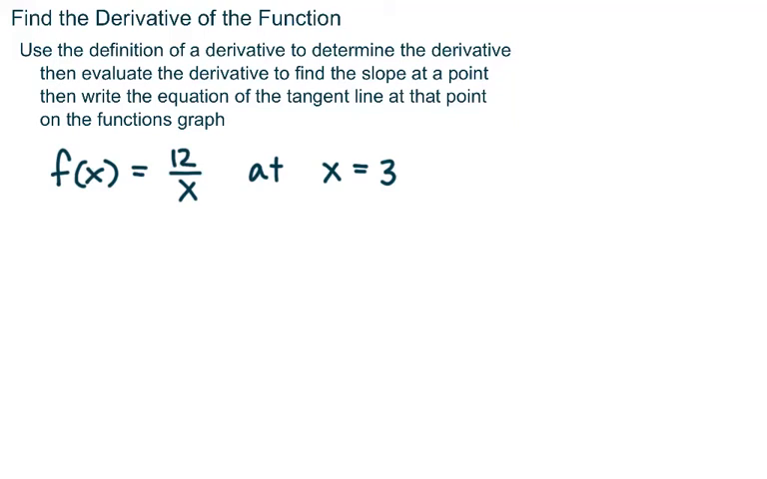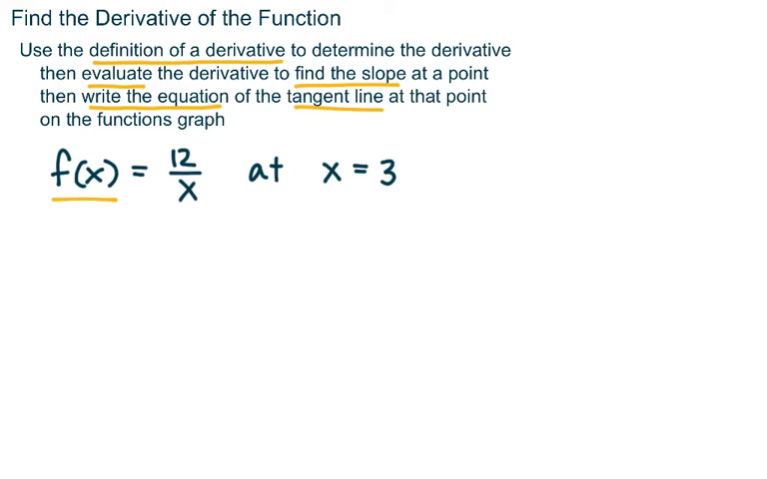In this video, we're going to look at finding the derivative of a function. We're going to make sure when we do this that we are using this limit definition of a derivative. So first we're going to determine the derivative of f of x. Then we're going to evaluate that derivative to find slope at a given point. Once we have the slope, we're going to be able to write the equation of the tangent line. So a bunch of things going on here, 3 different parts.